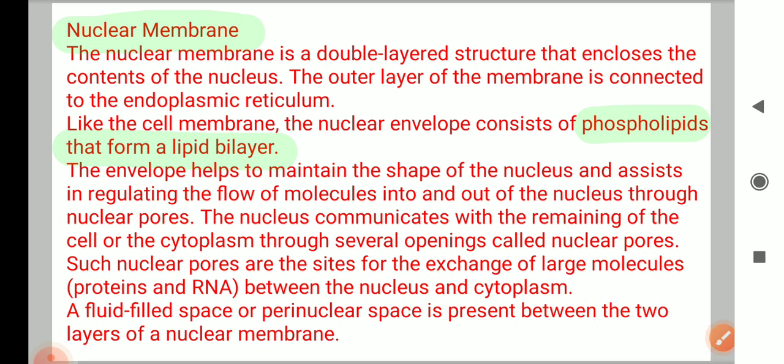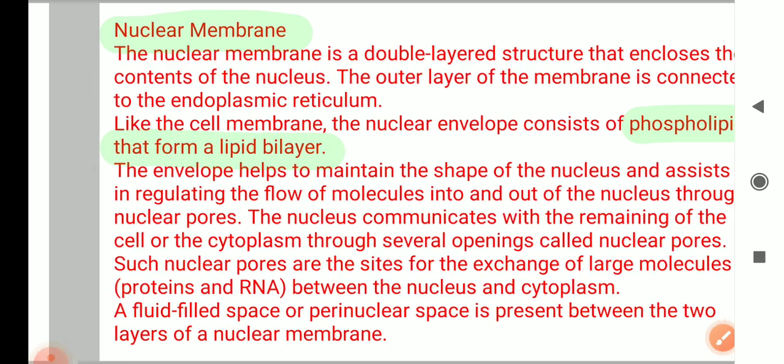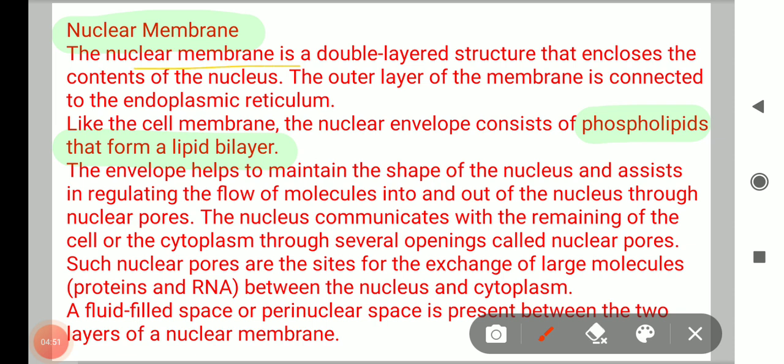Nuclear membrane. I will also discuss the nuclear membrane. It is a double-layered structure that encloses the contents of the nucleus. The outer layer of the membrane is connected to the endoplasmic reticulum. The nuclear envelope consists of a phospholipid bilayer, like the plasma membrane. The envelope helps to maintain the shape of the nucleus and assists in regulating the flow of molecules in and out of the nucleus.